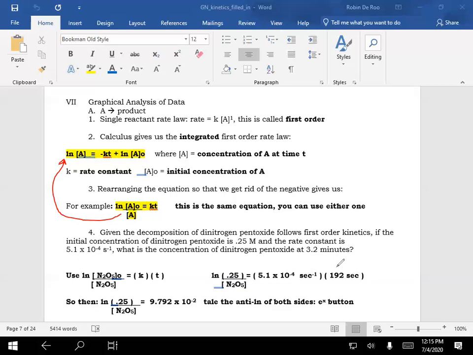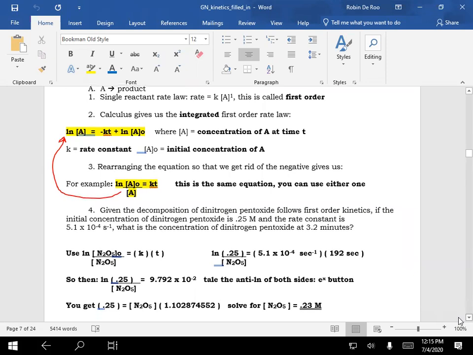So I'm going to go ahead and calculate this out. That simplifies to this. I have to find the anti-log button on my calculator. That's the e to the x button. I use that, and when I do the calculation, I get 0.25 equals the concentration of N2O5 times this number. I solve for the N2O5, and that's my final answer. So this is basically a plug and check.